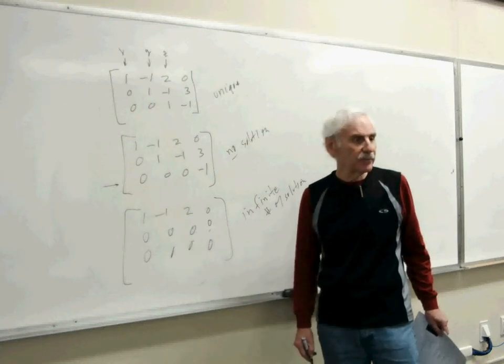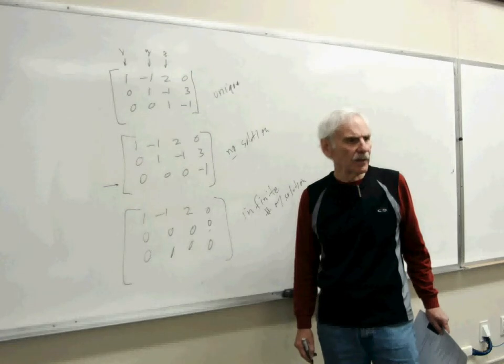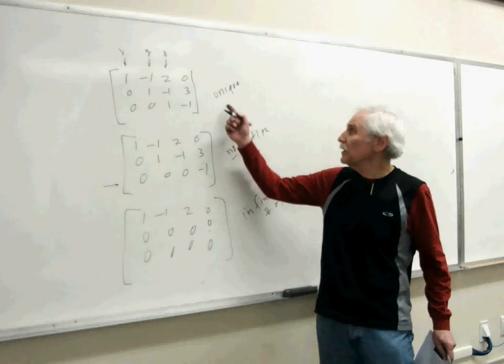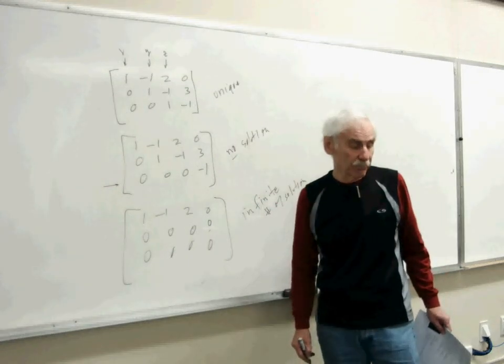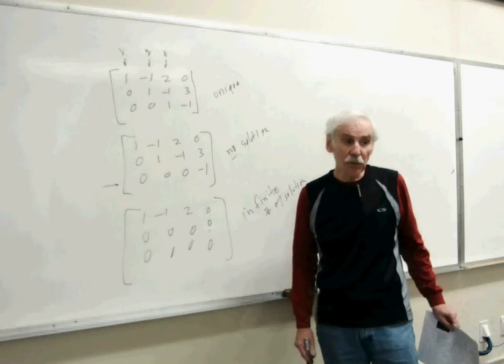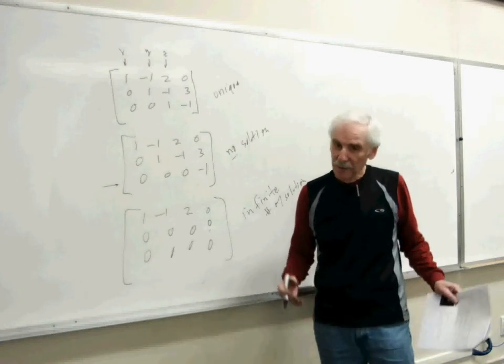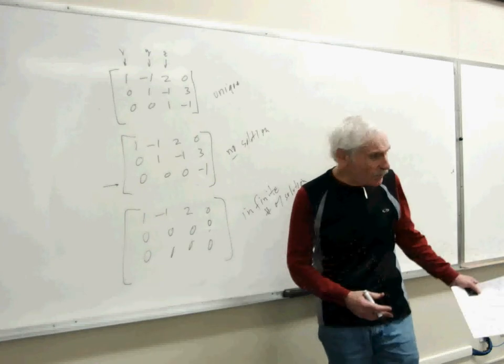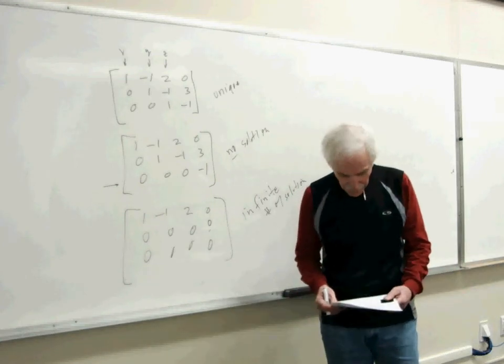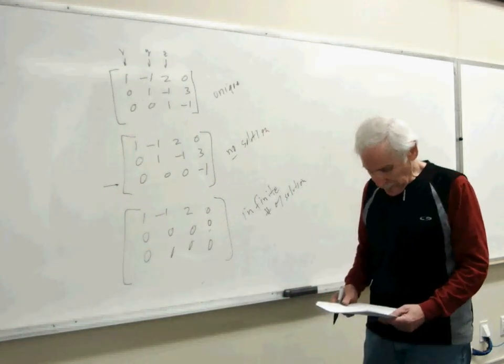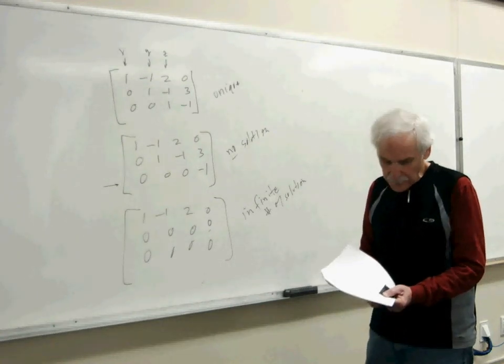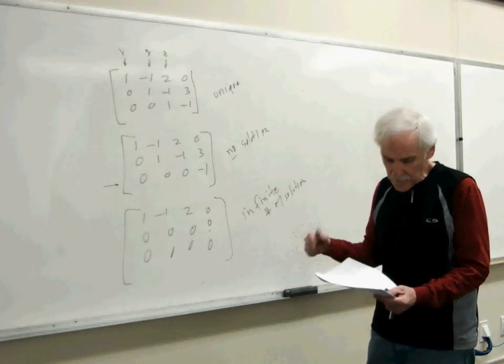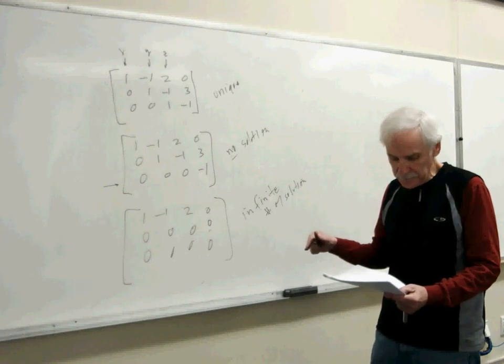Is there any other situation where it can be infinite? No. If you can solve for X, Y, and Z, that's a unique solution. Remember, the only possibilities are no solution, unique solution, or infinite number of solutions. So that takes care of problems 7 and 8.